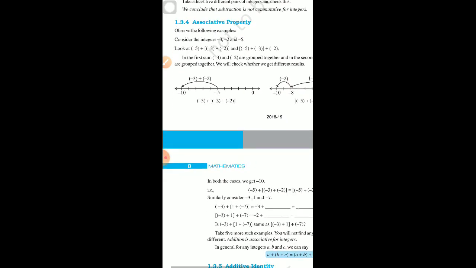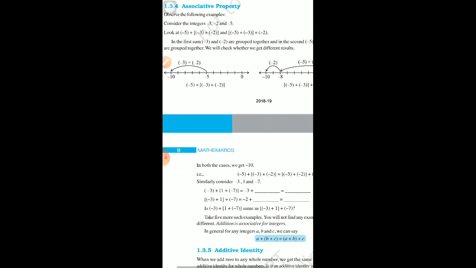Associative property for addition: a plus b plus c is equal to a plus b plus c, where a, b, c are integers.